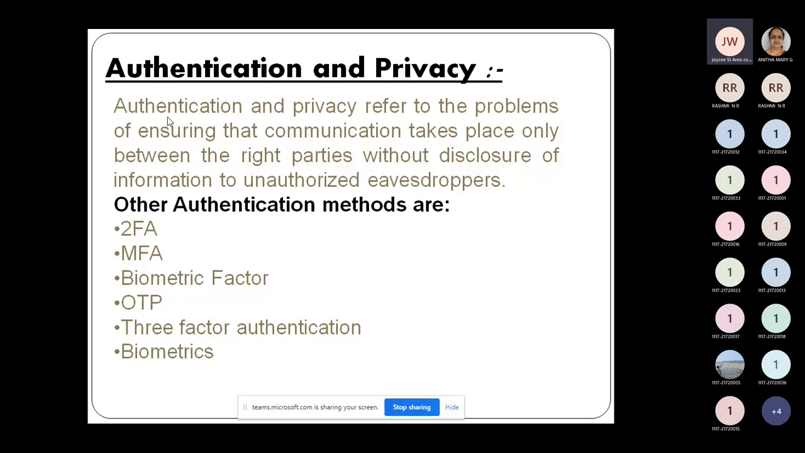Next one is biometrics. Biometric identification is based on biometrics: scanning a retina, voice recognition, fingerprint. These all come under biometric scanning, biometric authentication. So why do we have all these authentications and privacy? We are nothing but securing the data. For that reason, we have different types of authentications.